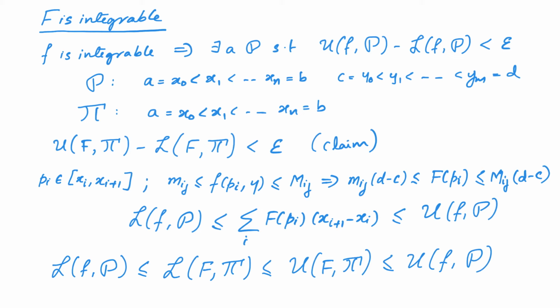And therefore, the upper integral and lower integral of capital F will be trapped between the upper integral and lower integral of small f. But because small f is integrable, these two quantities are equal. So there is no option but the upper integral and lower integral of capital F to be equal. And it has to be equal to the upper integral and lower integral of small f. And that completes the proof of the theorem.